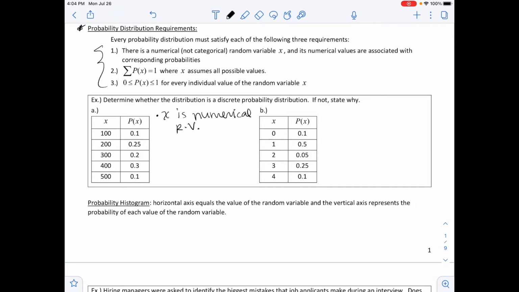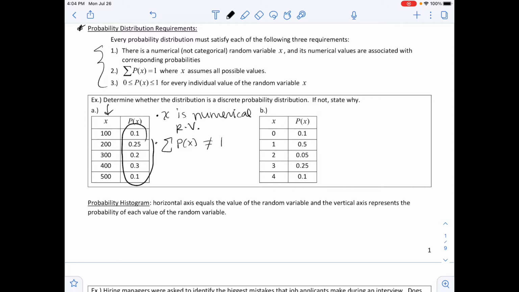And I'm going to go ahead and put RV for random variable. If you look at those values for x in the first column, you'll notice that those are numerical, they're not categorical. The next thing that we have to check is what the sum of all the probabilities is. If you add up all of these probabilities, you'll notice that we get a sum that is not equal to 1.